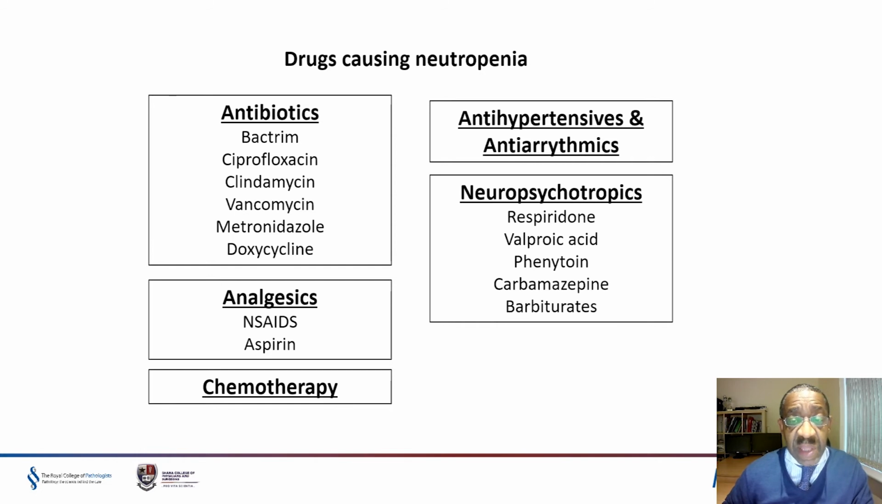So, which drugs cause neutropenia? Well, there's a whole list of them. Chemotherapy by default causes neutropenia, but a number of common drugs that we use, including antibiotics, non-steroidals, which are quite frequently used for a number of medical problems, antihypertensives, and neuropsychotropics, all potentially cause neutropenia. And sometimes the only way of confirming the agent as the cause is to hold the drug, if at all possible, for a period of time.